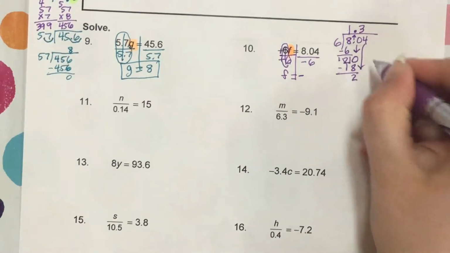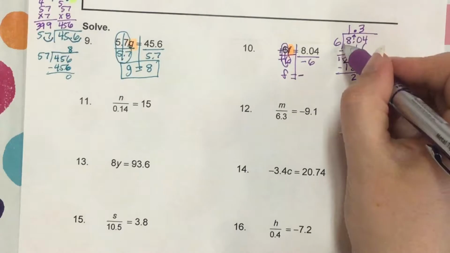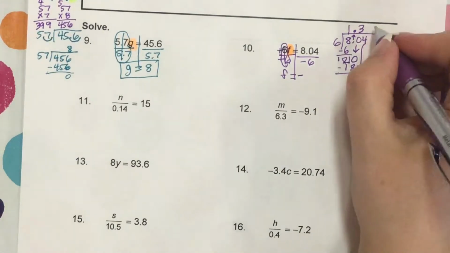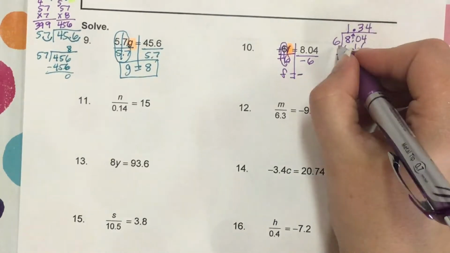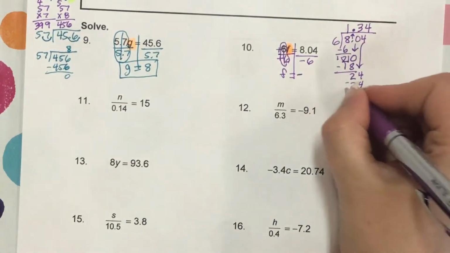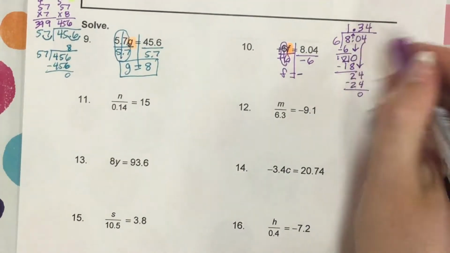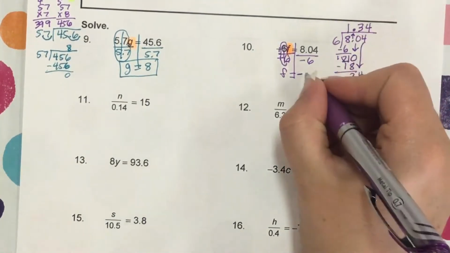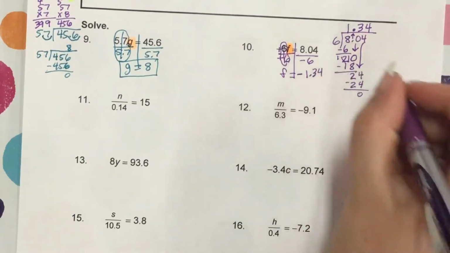Now we need to drop down this 4. And we're asking ourselves, hey, how many times does 6 go into 24? And it goes in 4 times. 4 times 6 is 24, and there's no remainder. That means that is the answer. We are done, which is perfect. So we're just going to take that answer, 1.34, and write it there.